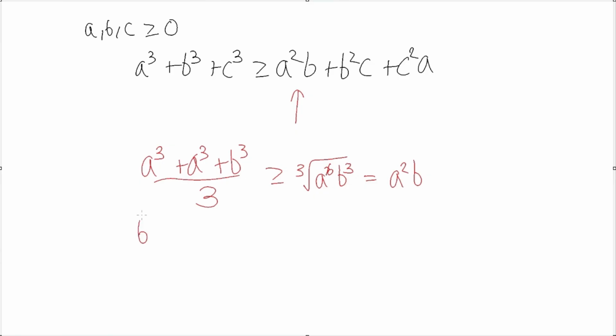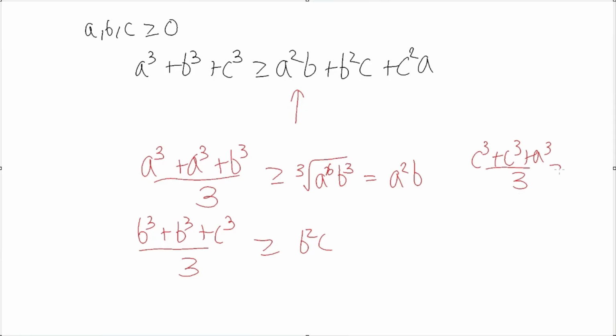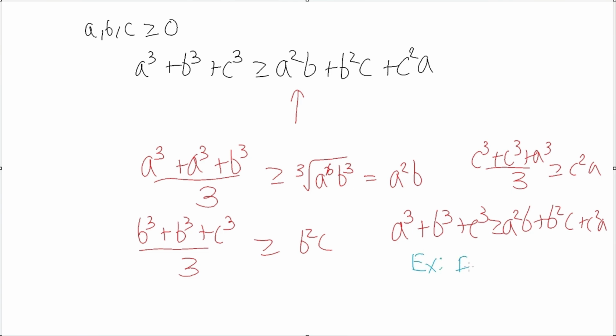And then similarly, we get b cubed plus b cubed plus c cubed over 3 is greater than or equal to b squared c, and c cubed plus c cubed plus a cubed over 3 is greater than or equal to c squared a. And when we add them all together, we get 2a cubed over 3 and a cubed over 3, so that combines to a cubed. And we similarly have these terms, and it's greater than or equal to this over here. An exercise for you to figure out is, when does equality hold? I want you to figure that out on your own.